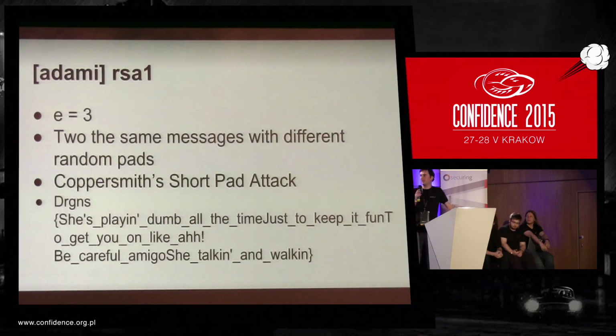We had two RSA challenges with very similar source code, but totally different solutions. And the problem with the simplest one was a small public exponent and repeated messages with really small difference. And these conditions are enough to run the Coppersmith short pad attack. So just implement the solution from the paper and get the flag.